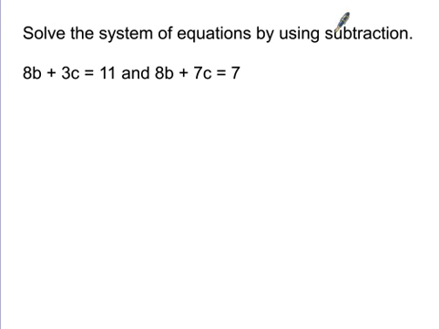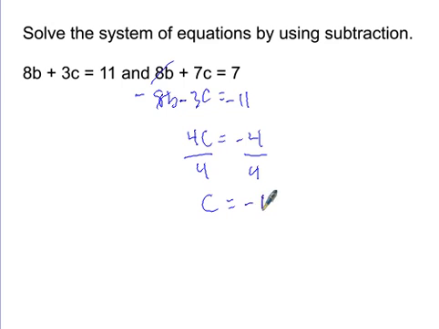One more example. So we're going to use subtraction. So I want to do minus 8b, and then I have to do what? Minus 3c equals negative 11. So the 8b's cancel out. 7c minus 3c is 4c. 7 minus 11 would be negative 4. Divide by 4, so c is negative 1.